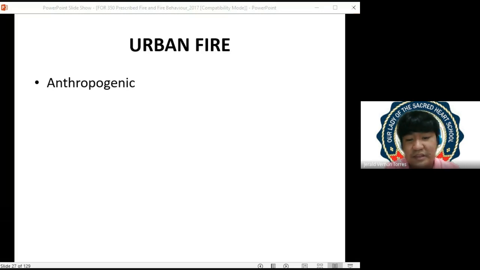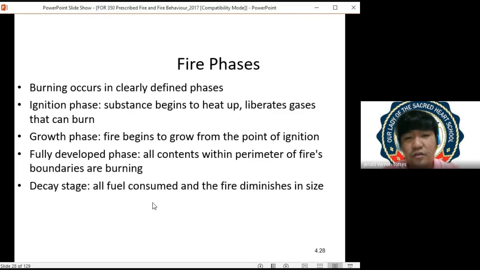At meron din tayong tatawag na allogenic fire. When we are speaking of allogenic fire, ito yung forest fire natin. Ito tatawag natin sa wildfire. So let us start discussing both. So unahin natin yung urban fire, yung fires na nangyayari sa mga houses and buildings or sa urban area.